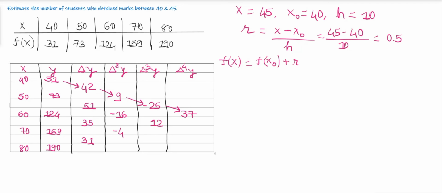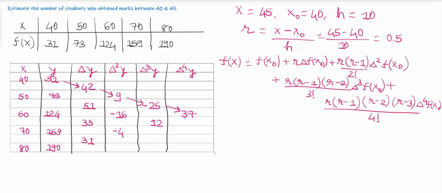Now the formula is f of x is equal to f of x naught plus r into delta f of x naught plus r into r minus 1 upon 2 factorial into delta square f of x naught plus r into r minus 1 into r minus 2 upon 3 factorial into delta cube f of x naught plus r into r minus 1 into r minus 2 into r minus 3 upon 4 factorial into delta raised to 4 f of x naught. Now here we have to find the value at 45.